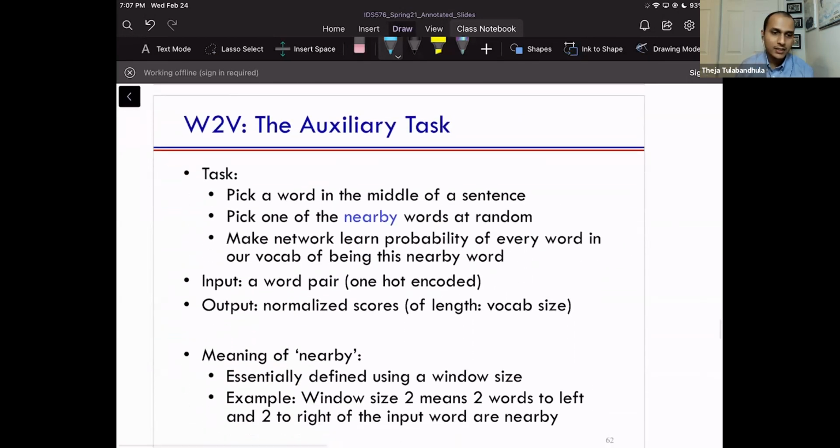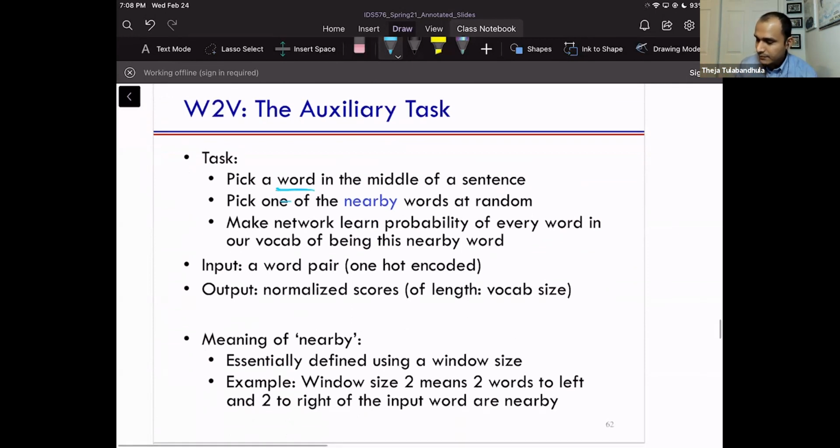Let's talk about the classification task first, because this is just about the data. So what is the classification task? Forget about embeddings for now. The task is we'll pick a word somewhere in the sentence. It doesn't have to be the middle, but pick a word, and pick one of the nearby words. We'll see an example in the next slide. Then our classification or prediction task is to say, given this word, predict that nearby word.